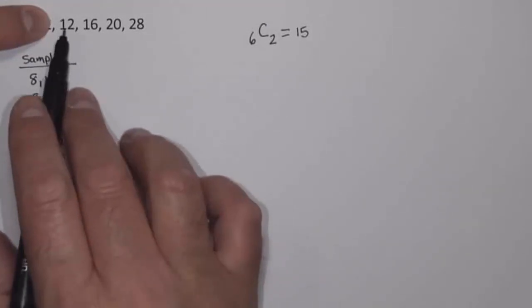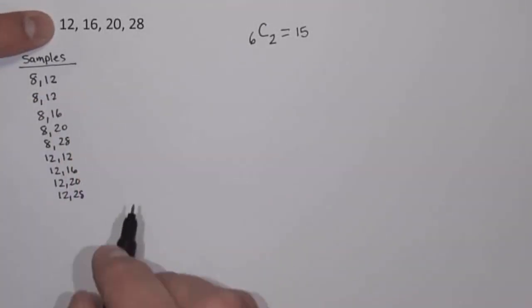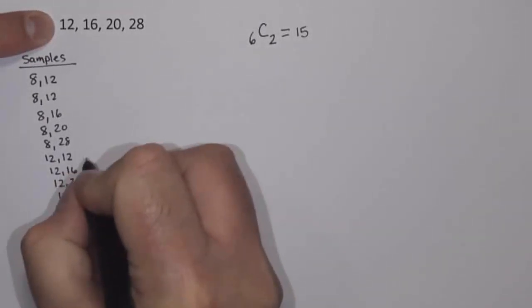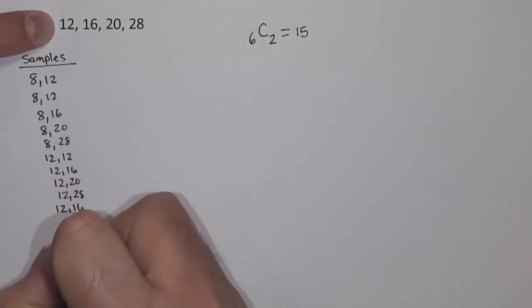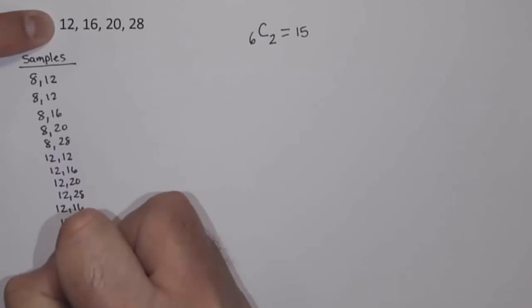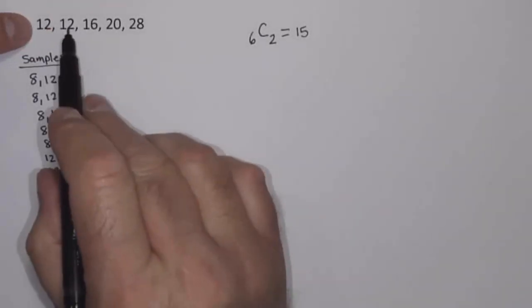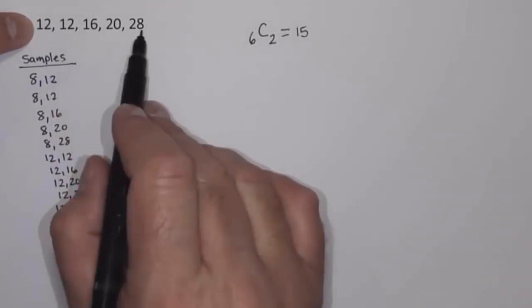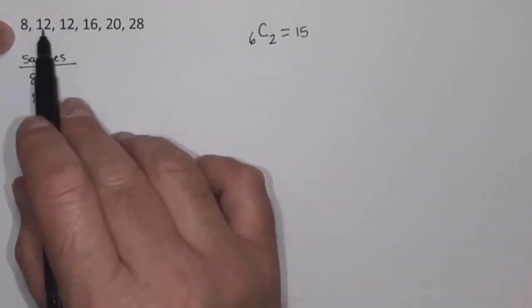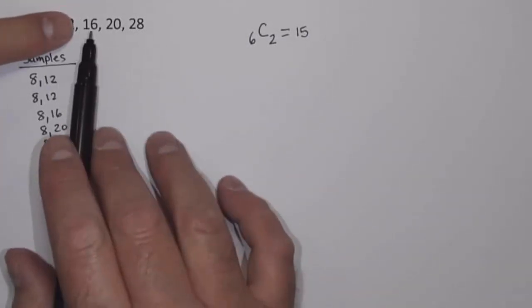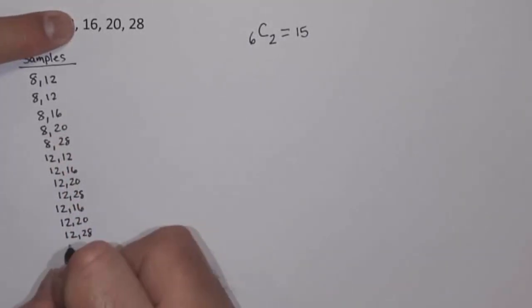Now I'm going to pair the other 12 with the remaining 3 data values. So 12 is going to be paired with 16, 12 is going to be paired with 20, and 12 is going to be paired with 28. So again, pairing this other 12 with the 3 other values, not pairing with 8 or with this 12 because we've already done that. Now I can pair 16 with 20 and 28.